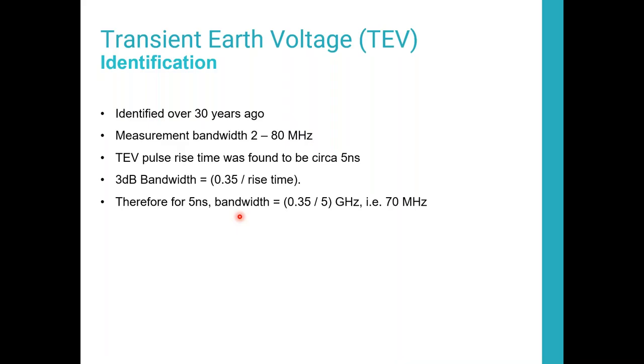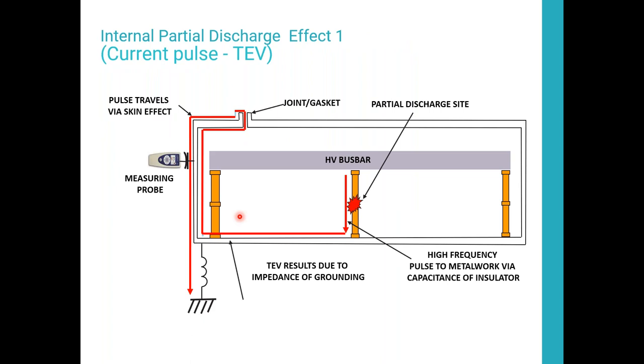TEV was identified over 30 years ago. We at EA Technology identified it, so we're proud of that. It's really what got us into PD testing. It has a measurement bandwidth between about 2 and 80 megahertz, and a very rapid pulse rise time, around 5 nanoseconds, so very high frequency. We're typically looking at the 70 megahertz range for these pulses that I alluded to earlier.